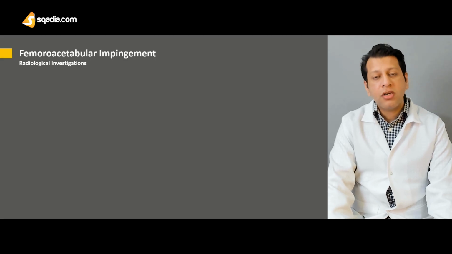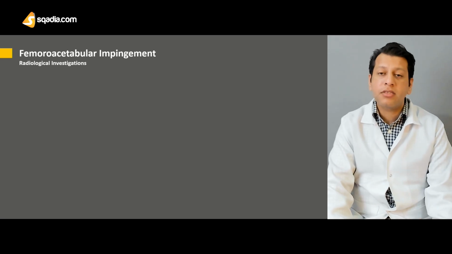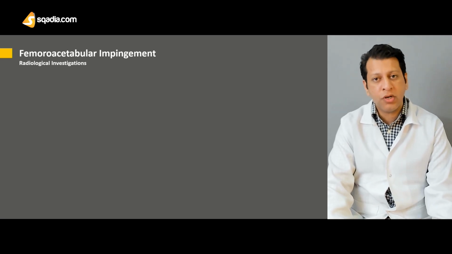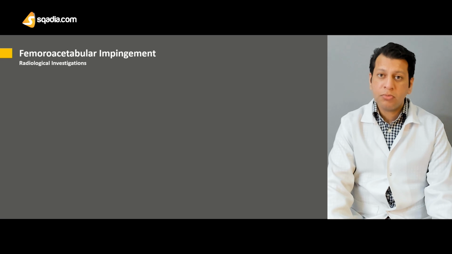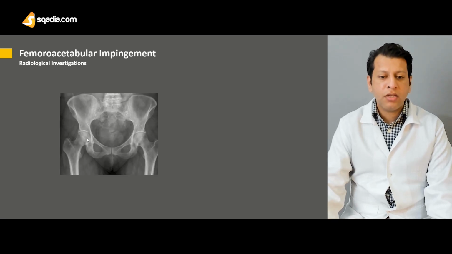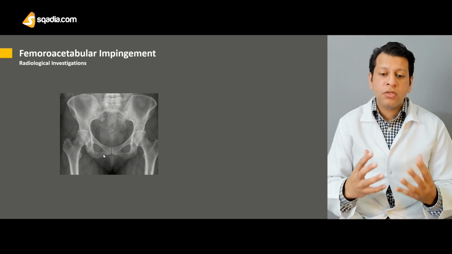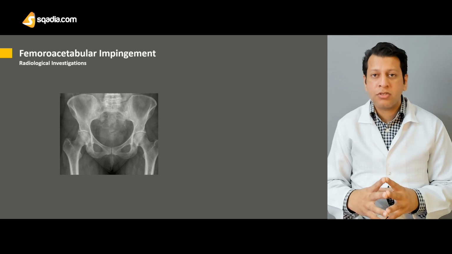Then radiological investigations. To rule out osteoarthritis, again you have to get X-rays, pelvis AP view with both hip joints, and you have to look at both hips very carefully. If you see it over here, you do not see any reduced joint space. The head is well preserved. There is no osteophyte, there is no subchondral sclerosis, and there is no subchondral cyst as well.